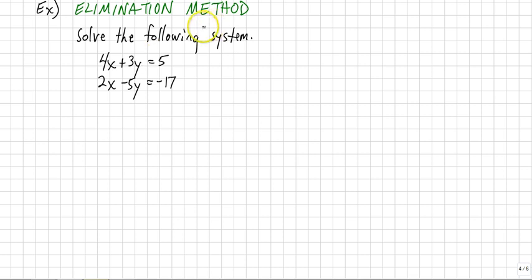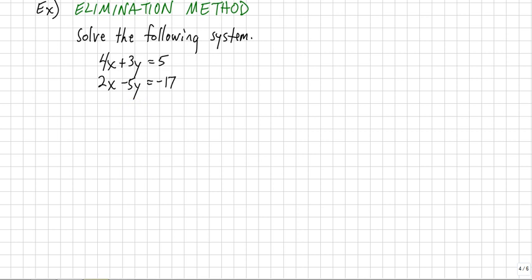Now for the elimination method, basically what we want to have happen is we want to be able to add these two equations together, and when we do that, we want either the x's or the y's to be eliminated. That's why it's called the elimination method. So I want to be able to add the x's, the y's, and the constants together, and I want either the x's or the y's to disappear. I want them to be zero. I want them to be eliminated.